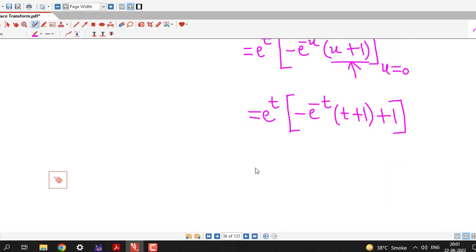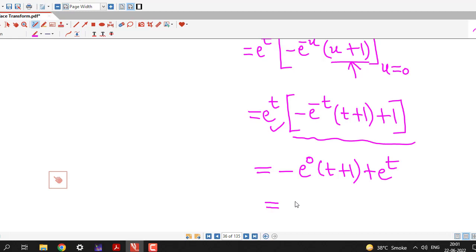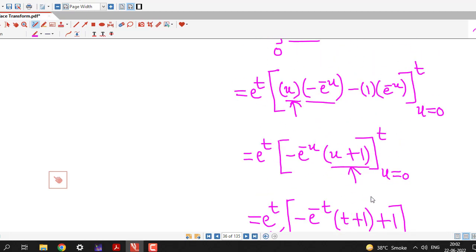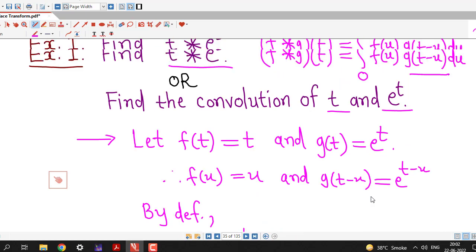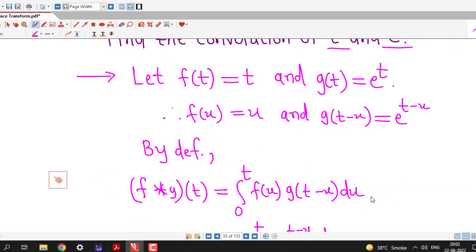And finally we can simplify this. We multiply this bracket by e raised to t, so we have e raised to t into e raised to minus t, which is e raised to t minus t, that is e raised to 0, and plus e raised to t, and e raised to 0 is 1, and we can take this negative sign inside the bracket, and we have obtained the convolution of functions t and e raised to t.